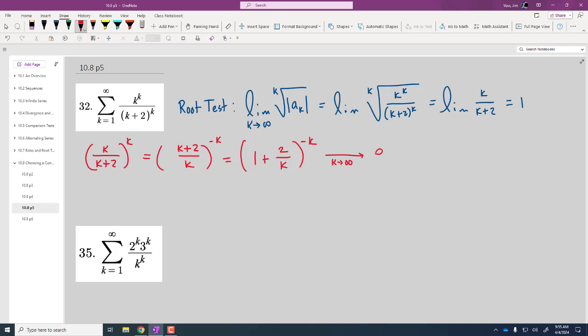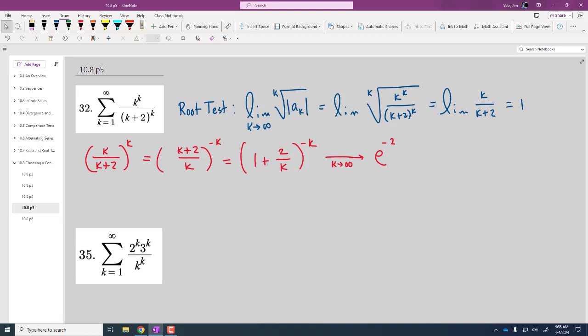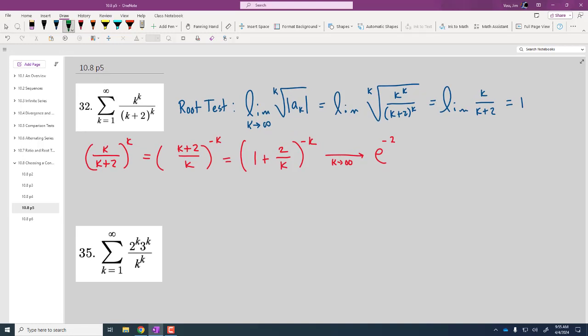e to the negative 2. So remember that our generic rule is that if we have the limit as k goes to infinity of 1 plus a over k to the bk, that's going to go to e to the product of a and b. Can you show how to do the log limit? Yeah, to know how to do it, definitely.